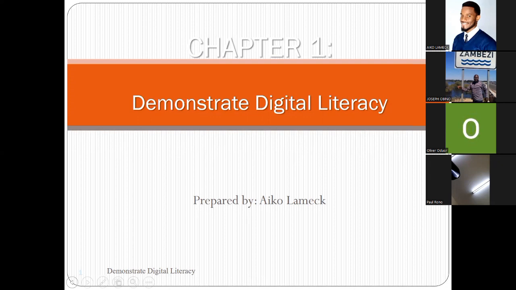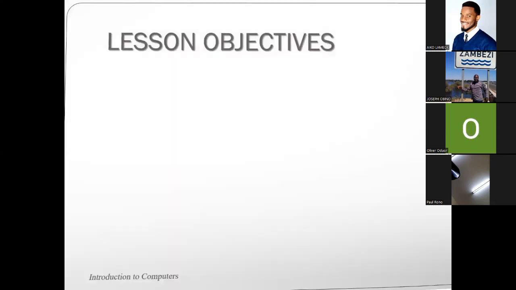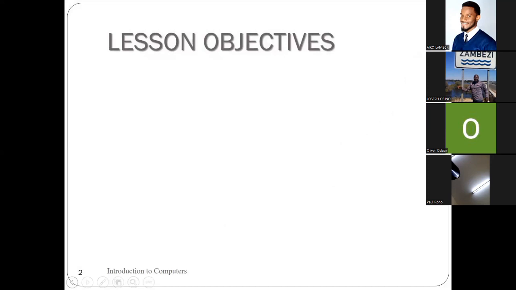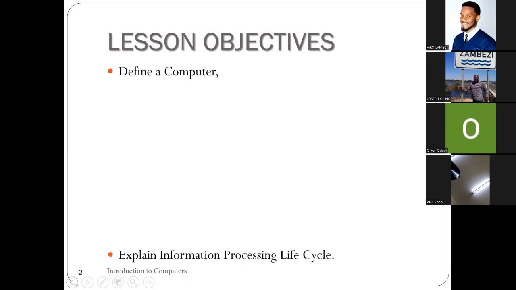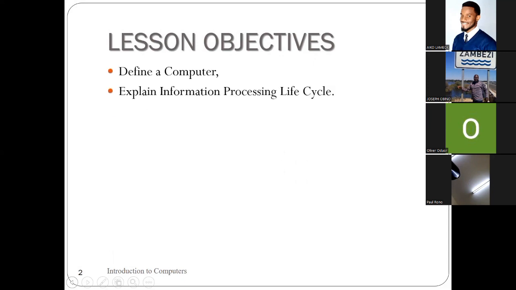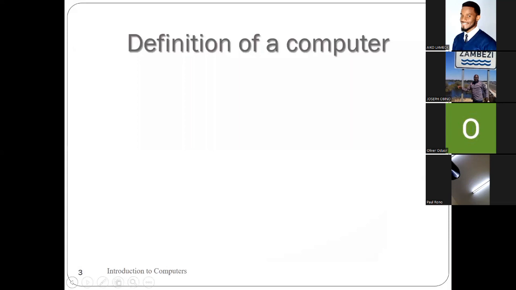Oh, that's good. So we begin by looking at the lesson objectives. The first objective: by the end of this lesson, you should be able to define a computer. The second objective is to explain the information processing lifecycle. Then determine computer components. And last but not least, describe the computer software. So we start with the definition of a computer.